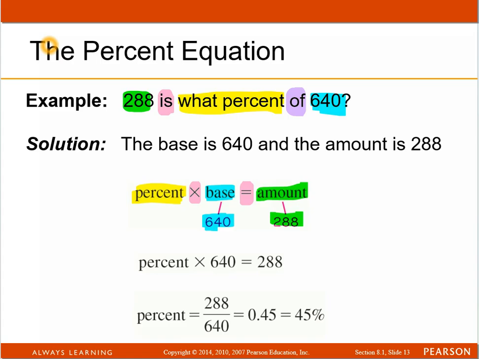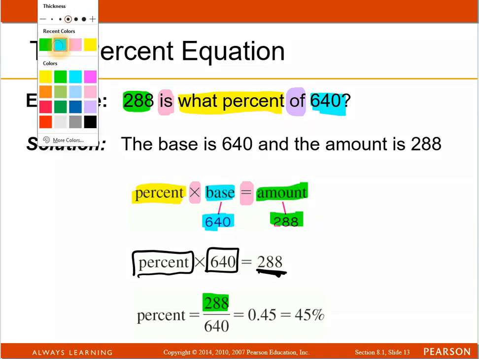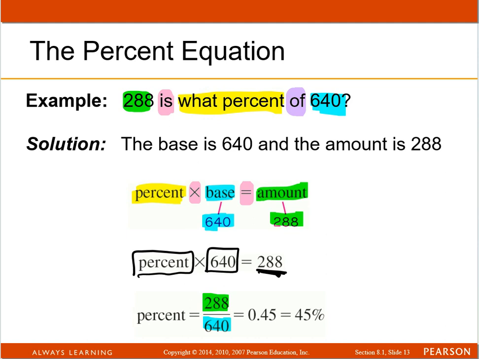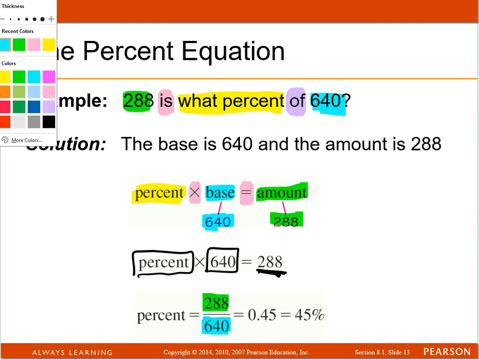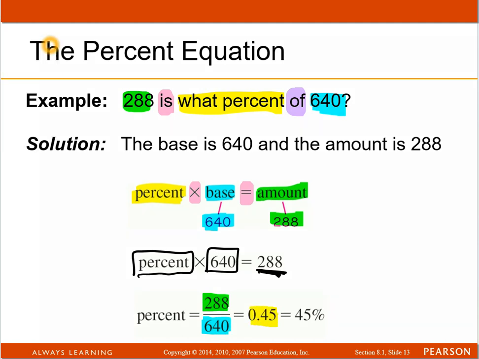Once again, since we're trying to figure out one of the pieces, you're taking this times this to give you this number. So you would take that number, which is our amount, take the 288 and divide it by the 640. And that is going to give you the percentage in decimal form, and then you simply multiply it times 100 to get it into percent form, which is 45%.